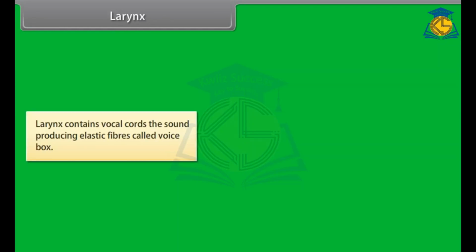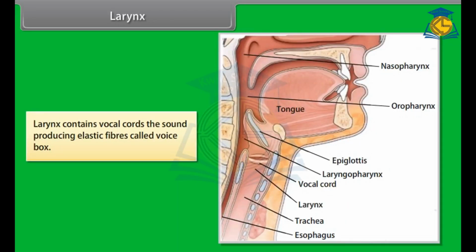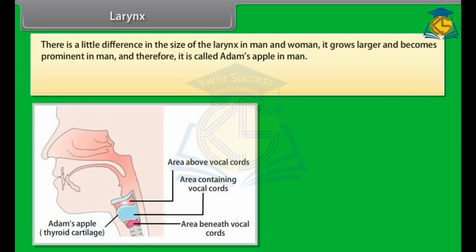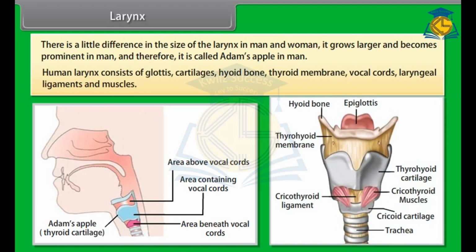Larynx: larynx contains vocal cords, the sound-producing elastic fibers, called the voice box. There is a little difference in the size of the larynx in man and woman. It grows larger and becomes prominent in man, and therefore it is called Adam's apple in man. Human larynx consists of glottis, cartilages, hyoid bone, thyroid membrane, vocal cords, laryngeal ligaments, and muscles.